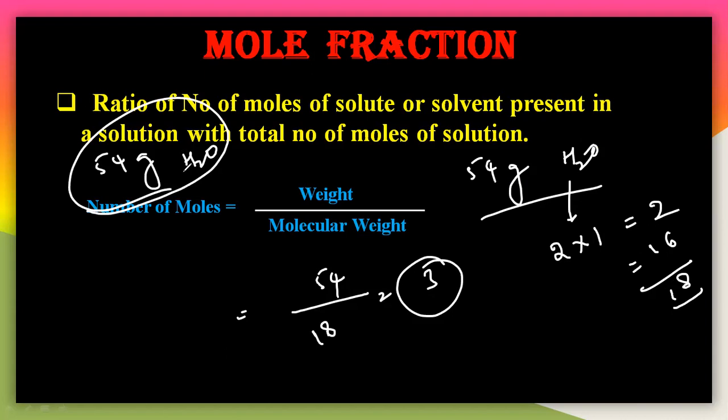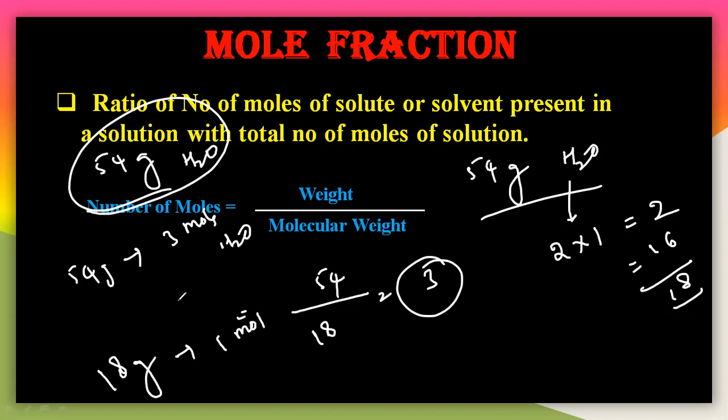Now I am asking you, what is 1 mole of water? Here 54 grams is equal to 3 moles of H2O. Now the question is, how many grams is equal to 1 mole? Definitely it is 18 grams. If you have taken 18 grams in a beaker, that means you have taken 1 mole. If you have taken 54, then you have taken 3 moles.